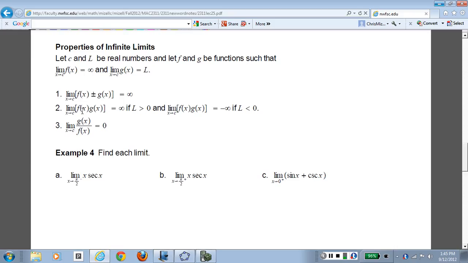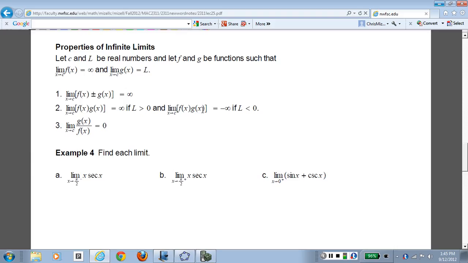Now, the limit of the product. If L is positive, if g of x is going to a positive value, and f of x is going to infinity, then regardless of how small L is, or how close to 0, if f of x is going to infinity, it's going to take g of x with it. It's going to go to positive infinity. And if g of x is negative, regardless of how close to 0, no matter how small, the product is going to flip the sign. It's going to make it negative, so it's going to take it to negative infinity.